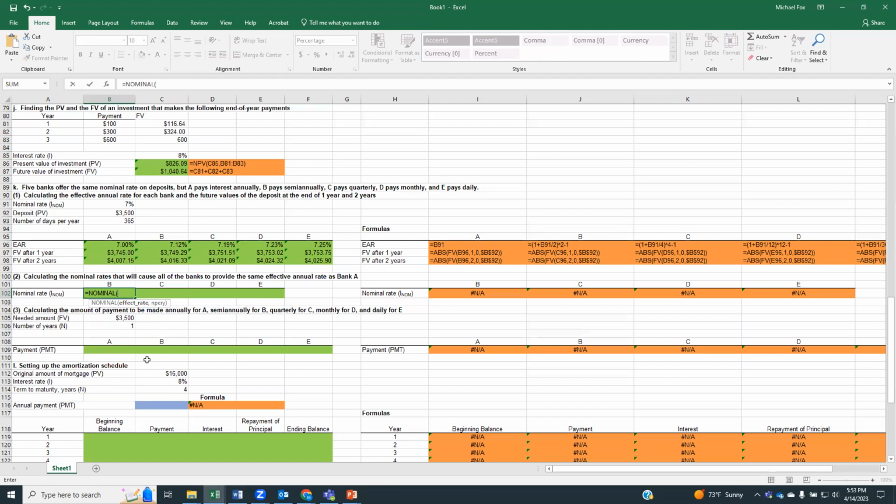And for nominal, we just put the effective rate, which is right there, 7%. Oh, wait, sorry, I'm doing this for B. So we do the effective rate for B, comma, then the number of periods. So again, B is semi-annual, so it's 2 periods.